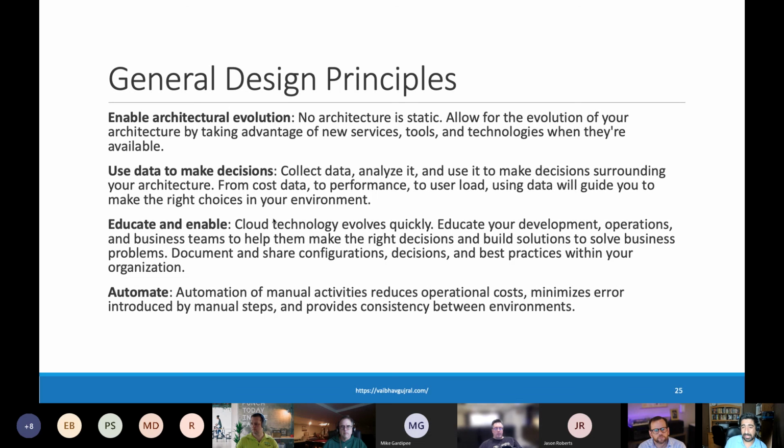You should base your decisions on data. Always make data-driven decisions. From cost data to performance to user load, using data will actually help you to make the right choices in your environment.